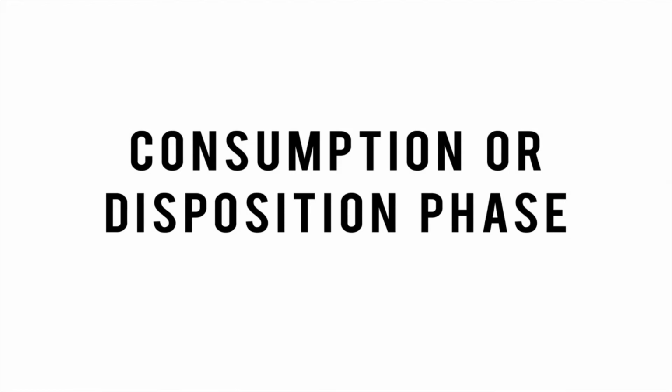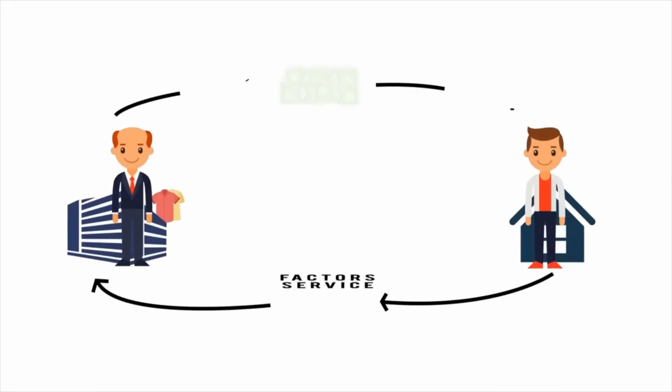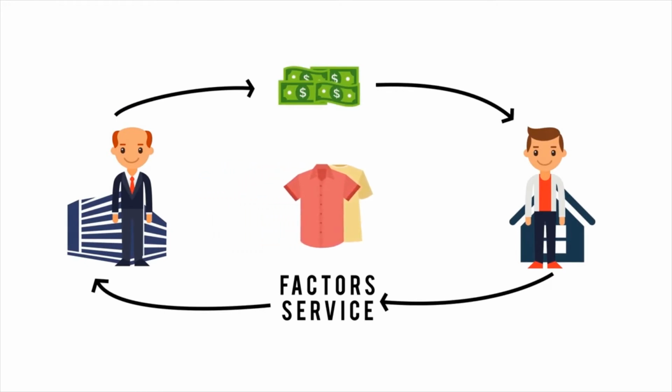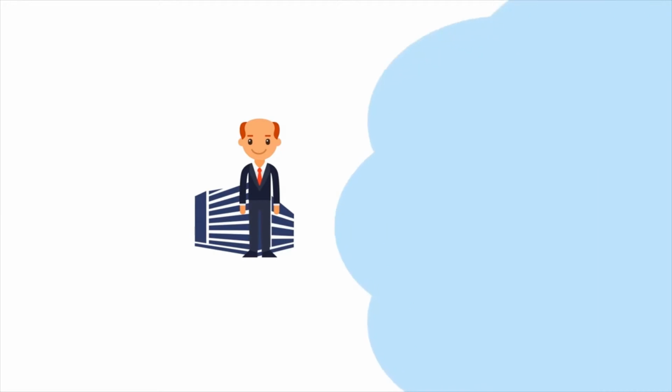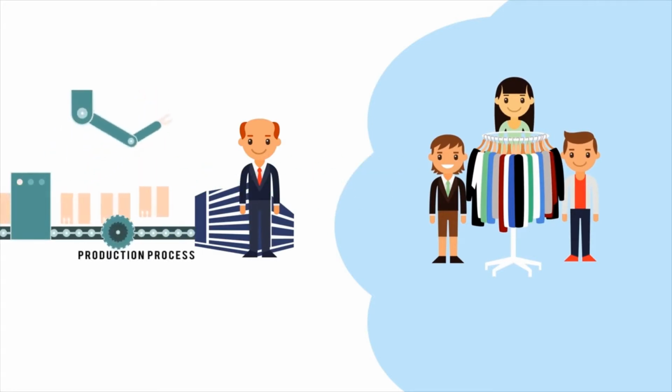Consumption, or disposition phase. Now that the firm has its product produced using factor services, and household being compensated for their involvement, there is a need on the side of the firm for someone to consume their product, and compensate them for the product purchased from them, so that they can continue with the production process. And there is a need for the household to consume the product to ensure their survival.